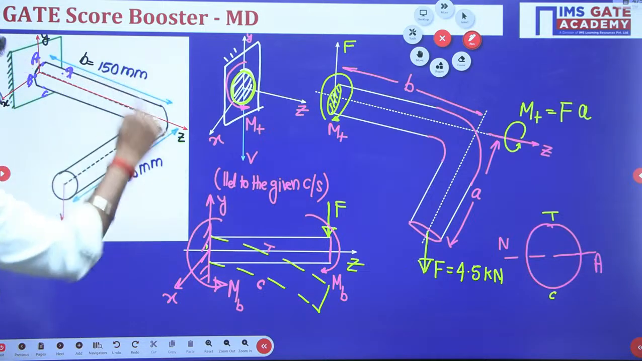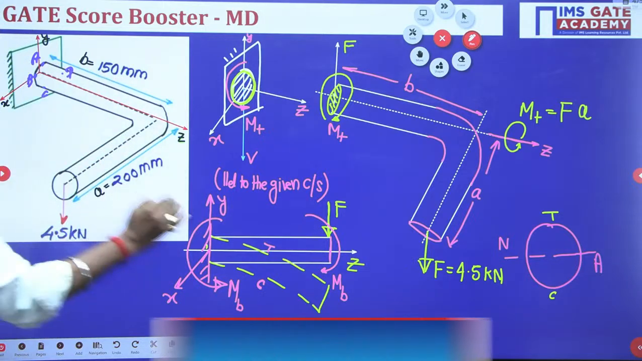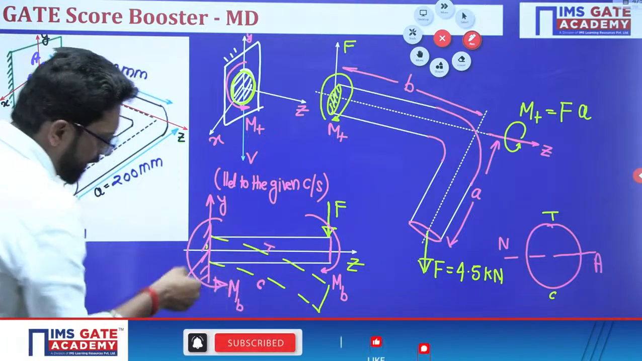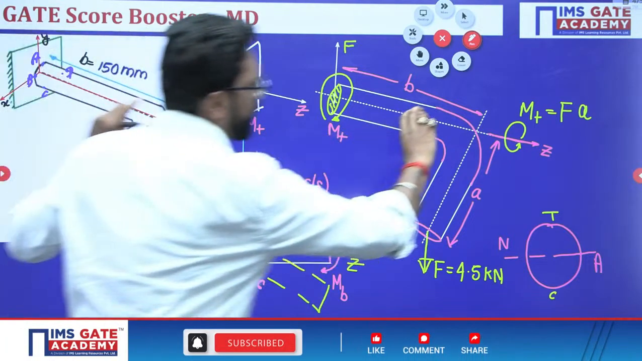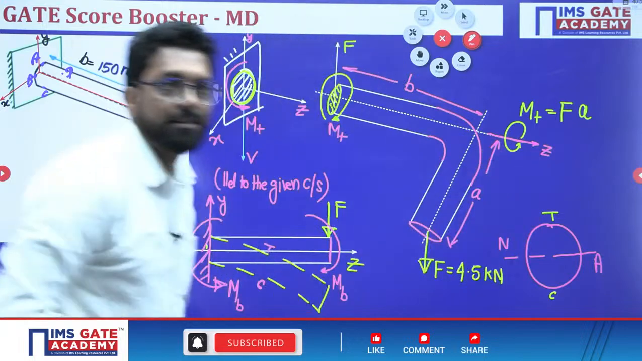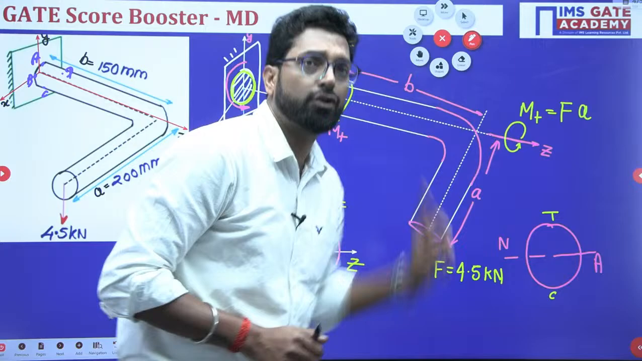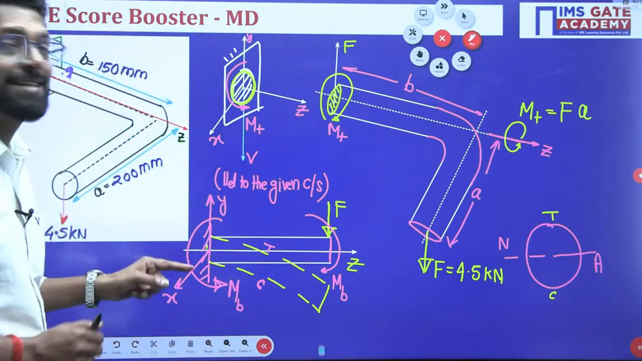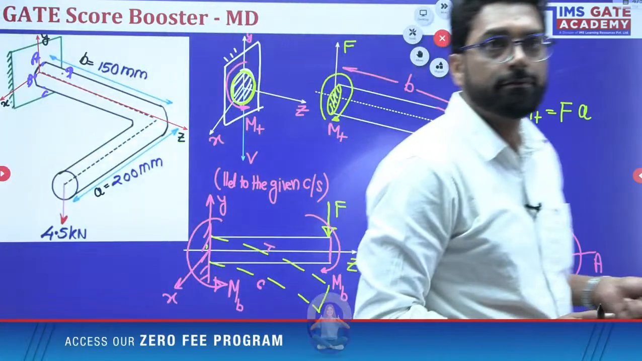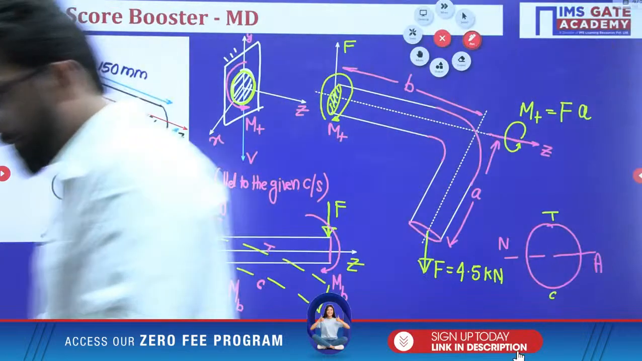Why? Because it will be downward. That means it will bend about this axis. It will twist about the x axis. So there are two directions. Along the z direction there is a bending moment, and along the x direction there is a torsional moment.